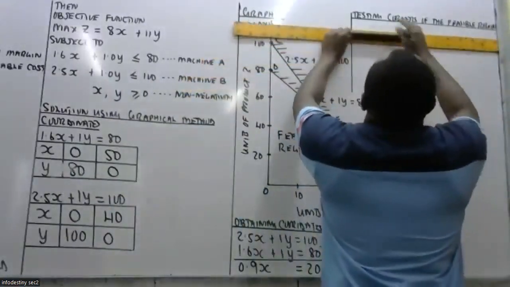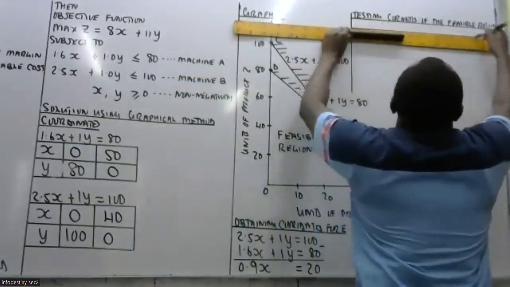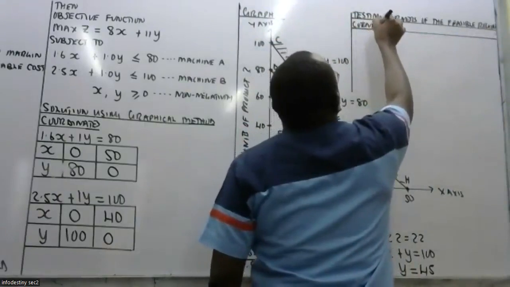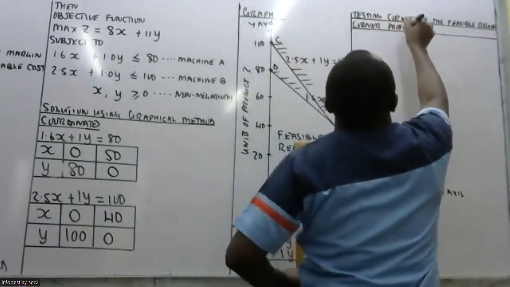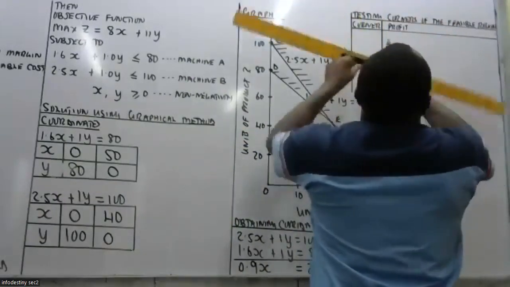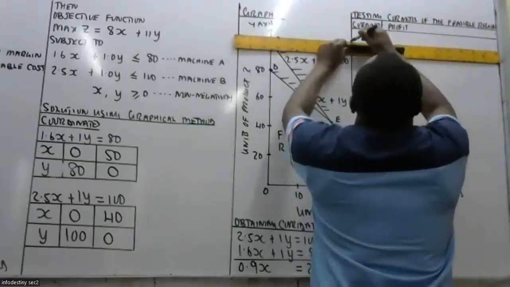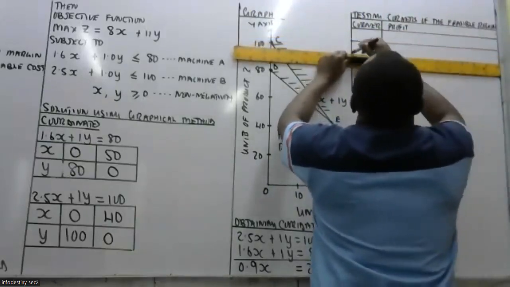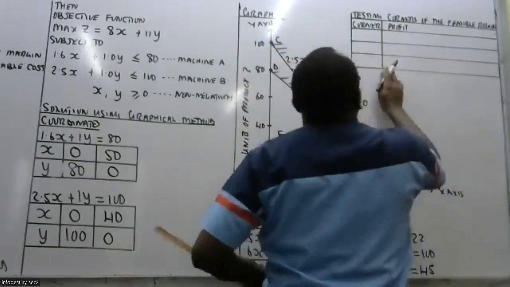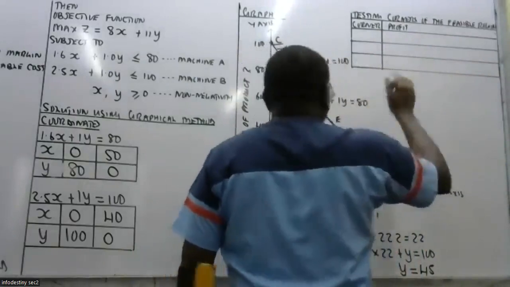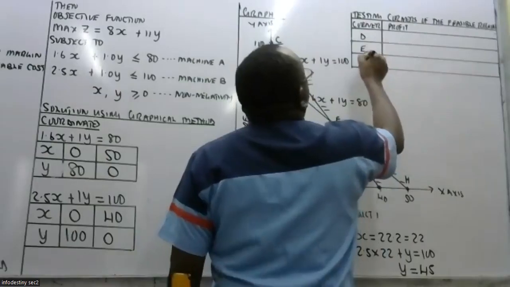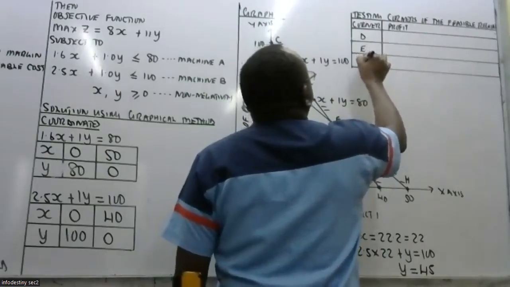So in this testing, we have it like this. We have the corner and then the profit. We have three corners that we are testing. We have corner D, we have corner E, and we have corner F.